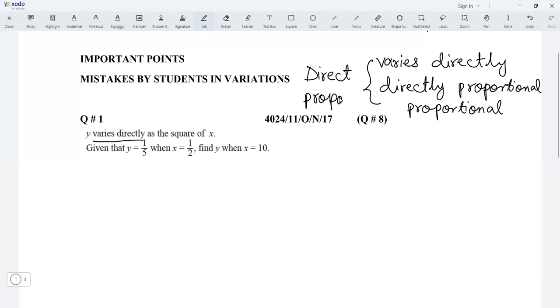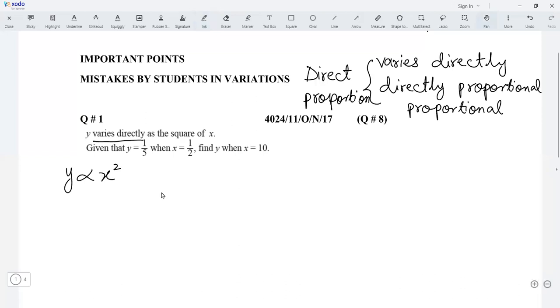We will discuss the inverse later on, but remember, if any one of the three is mentioned in the question, you must understand that it's related to direct proportions. So if the question is direct proportion, you must understand how to write down the first step. I'm writing this down: y varies directly, y is directly proportional to the square of x, x raised to the power of 2.